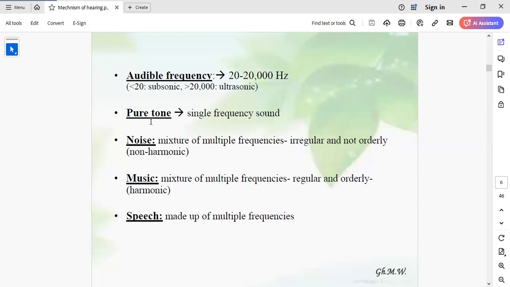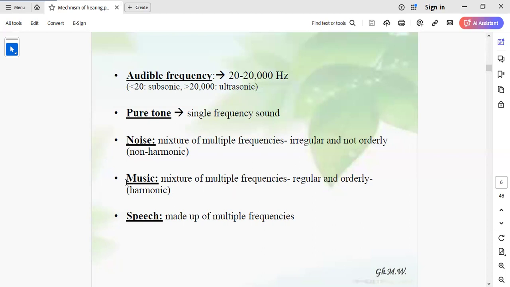What's pure tone? Pure tone is single frequency sound. أما يبقى الصوت مكون من تردد واحد. When sound is formed from only one frequency, it's called pure tone. Like tuning fork, like what's in audiometer, it's pure tone. Noise is mixture of multiple frequencies. يبقى ايه هي النويز؟ الدوشة mixture، خليط من multiple frequencies, irregular mixture of multiple frequencies.